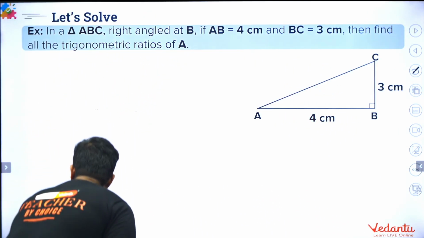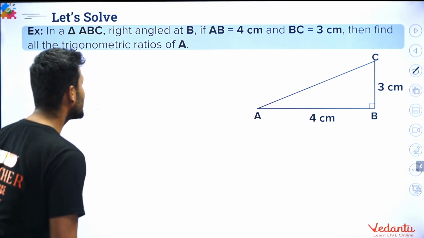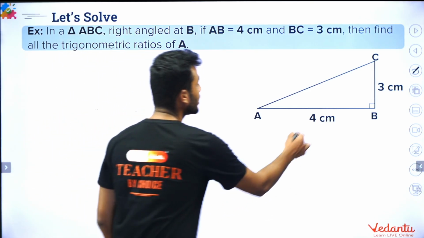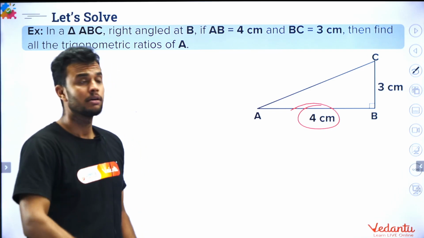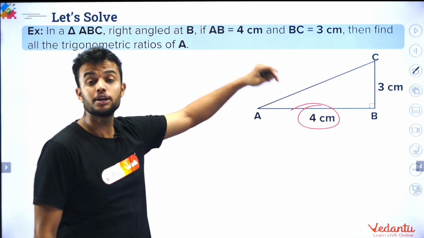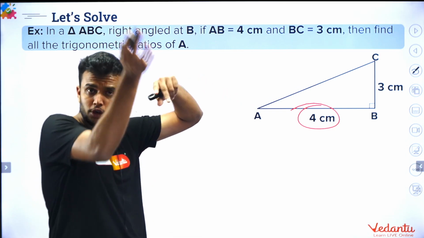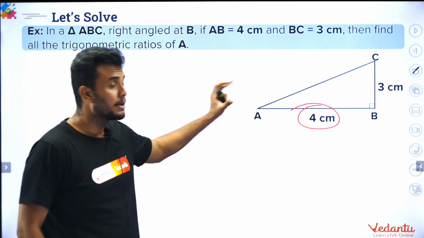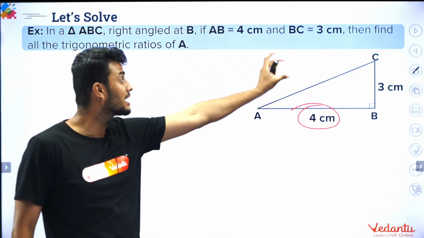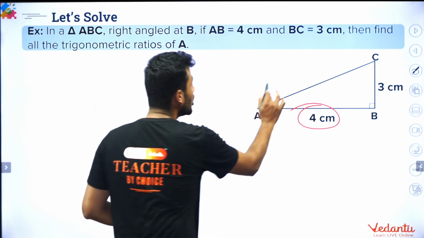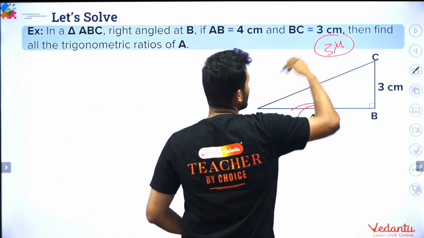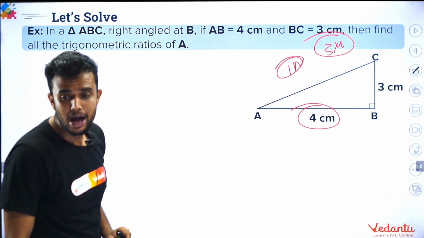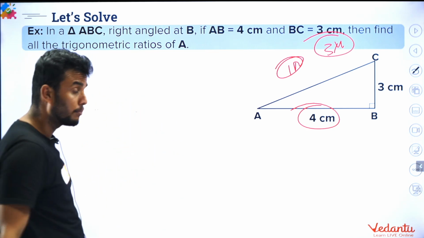First question. In a triangle ABC, right angled at B. They only give right angled at B. Then if AB is equal to 4 centimeter, students, first important step: convert the problem into a diagram. In trigonometry, you need to draw a right angle triangle, then assign the given data in the triangle. If this is for 3 marks, you can easily get 1 mark for this. In maths, this is very, very important. You need to solve the math problem step by step.